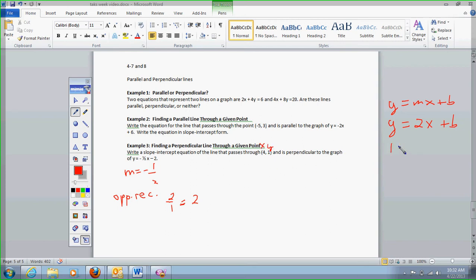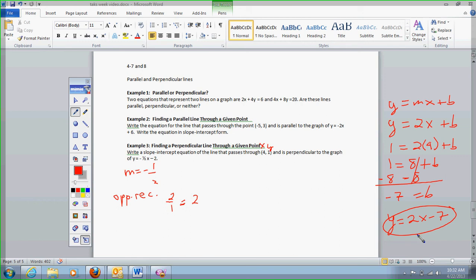Y is 1. X is 4. Solve for b. 1 equals 8 plus b. Subtract 8 from each side. 1 minus 8 is -7 equals b. My equation, y equals 2x minus 7, and I'm done.